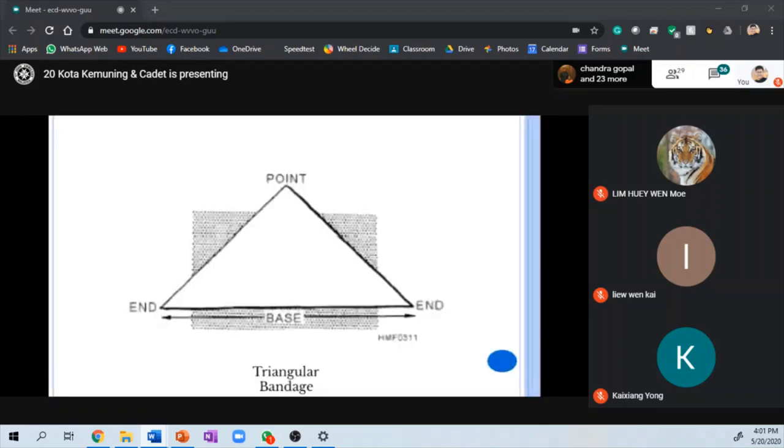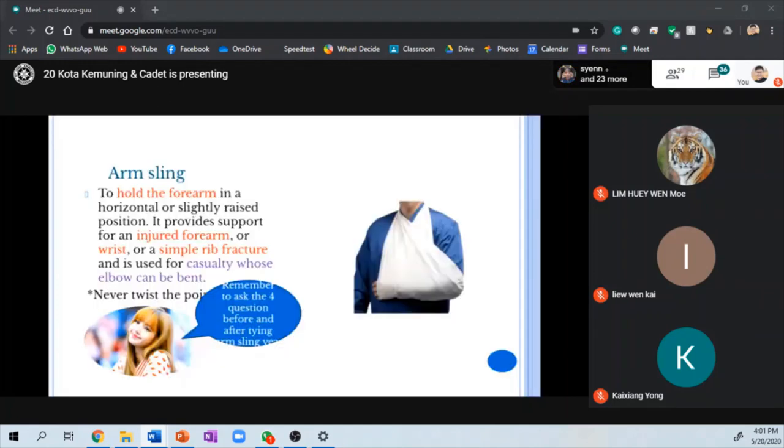This is the image, the structure of the triangular bandage. You can see the end, the base, and the point. This one, no need to explain too much. These two types of bandaging, the arm sling and the elevation sling, will be in your syllabus.